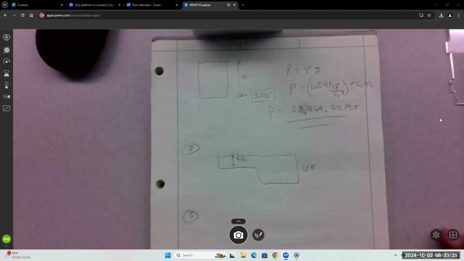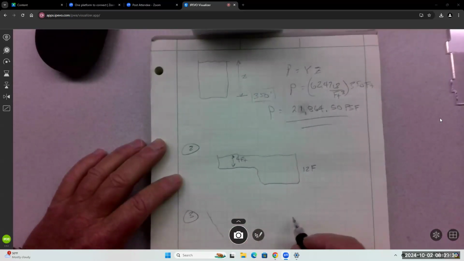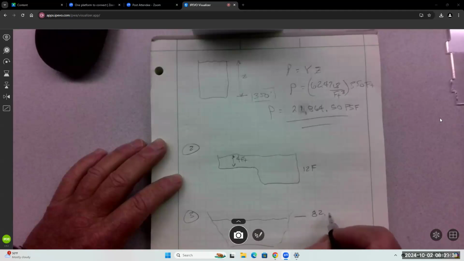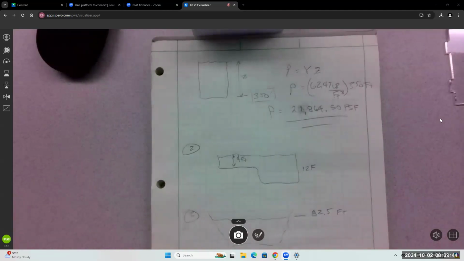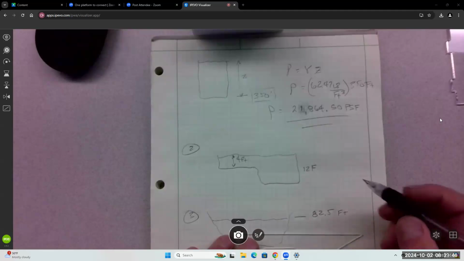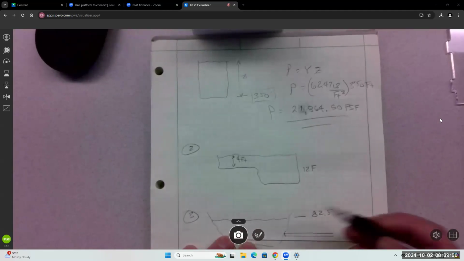So, some kind of reservoir. Usually they have some kind of slope to them. Here's the top elevation, 82.5. Is that right? Yeah. And then they have a pipe that's a certain length, 50 feet in length.